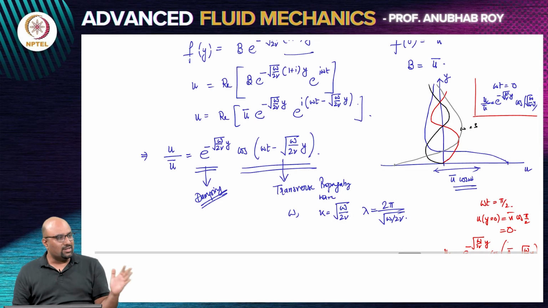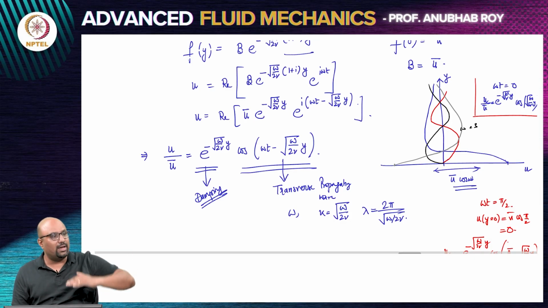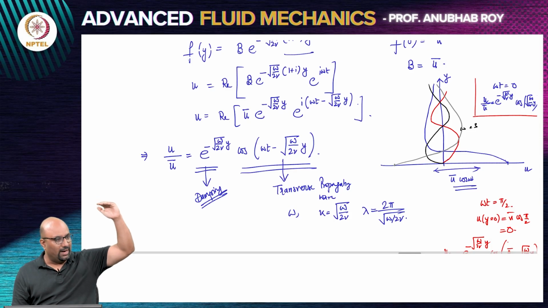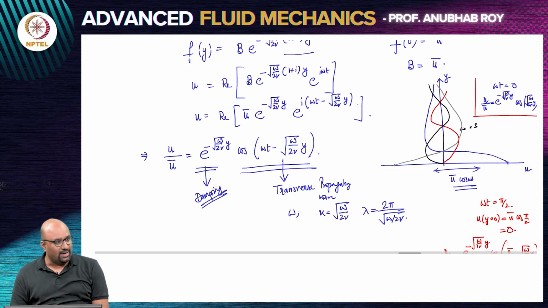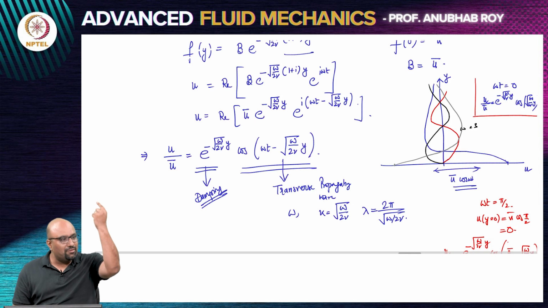So there is an oscillating wave that is propagating in the direction normal to the plate. That wave is attenuating, it's basically damping. It's not a wave that goes unchanged as it moves in the y direction. So when you have this particular horizontal motion of the plate, you have a propagating wave in the y direction.